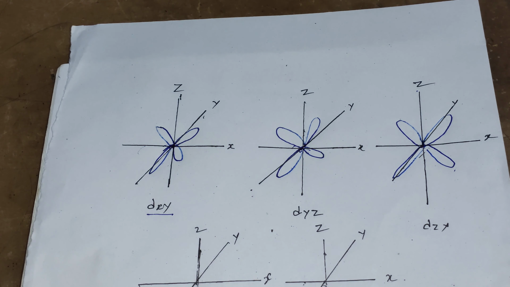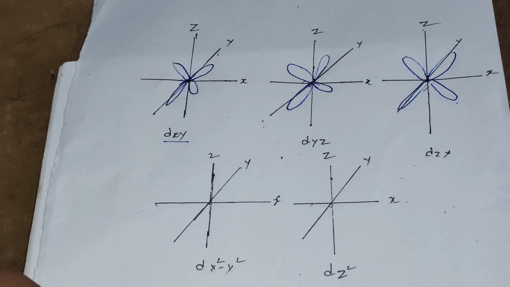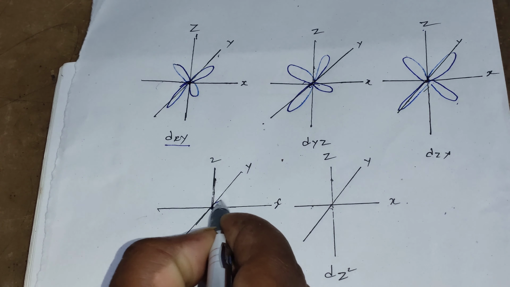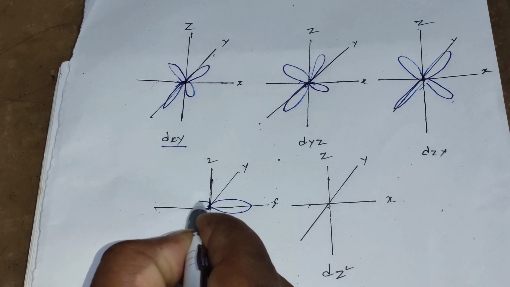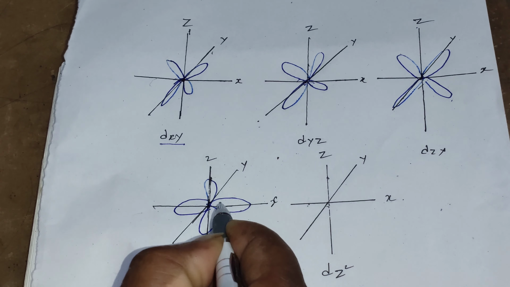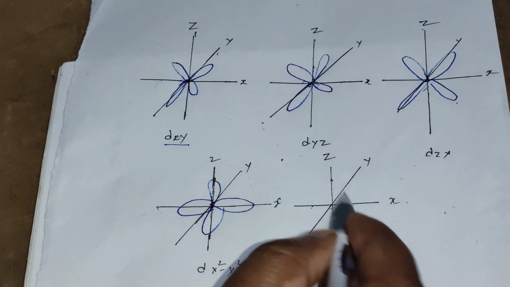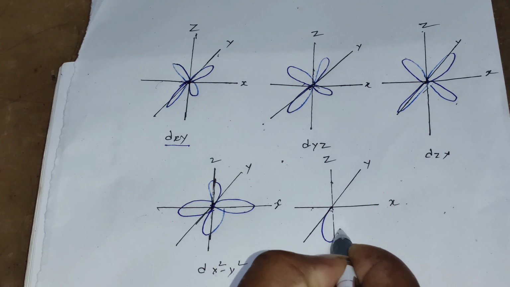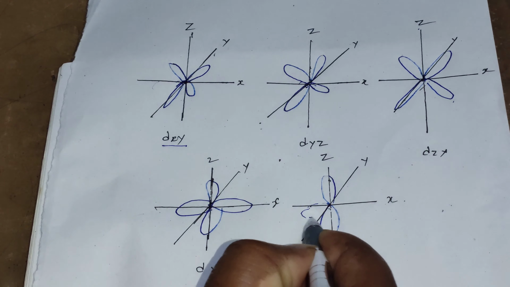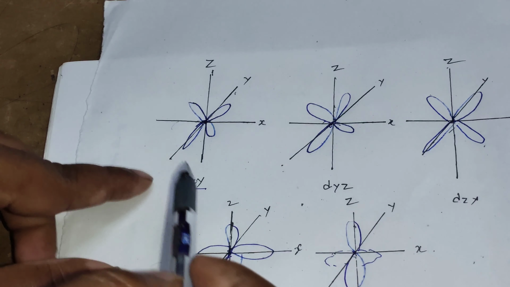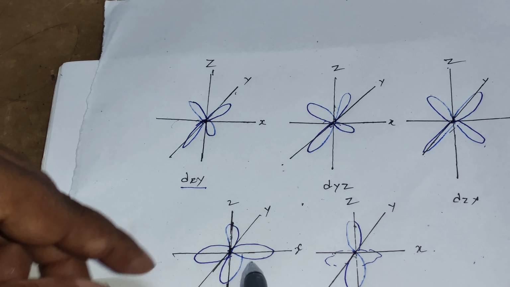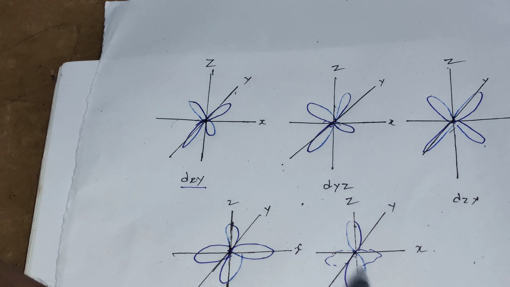Next one is dx square minus y square, which is oriented along the axes, and this is the dx square minus y square orbital shape. Then dz square, with the z-axis, and I'm drawing it like that. Dxy, dyz, dzx and dx square minus y square have 4 lobes, but dz square has only 2. That's the dumbbell shape only.